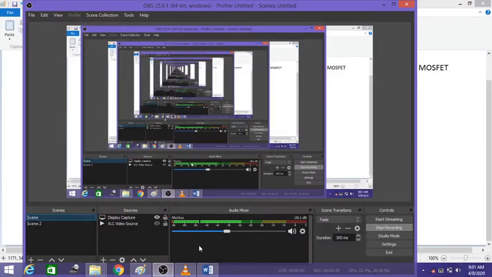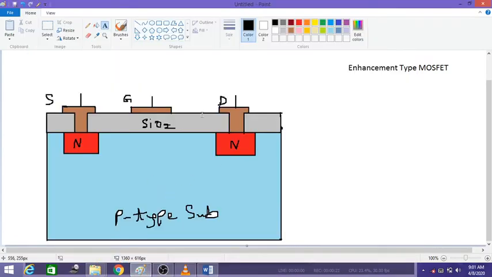In the last session, you have seen the working and the construction of the depletion type MOSFETs. In this session, you are going to see the construction and the working of the enhancement type MOSFET. So let us quickly jump onto the constructional diagram and see how it looks. Now you can see here the construction of the enhancement type MOSFET.